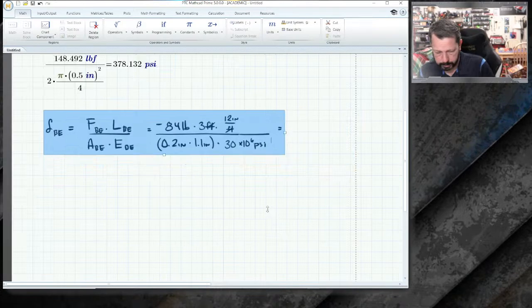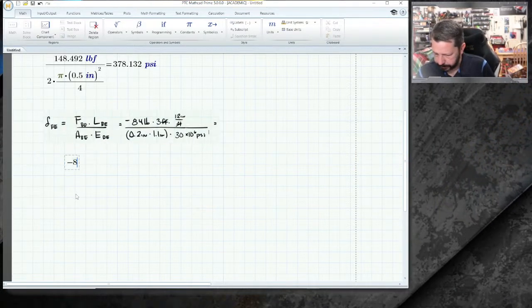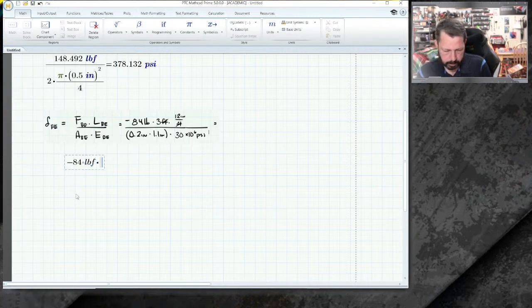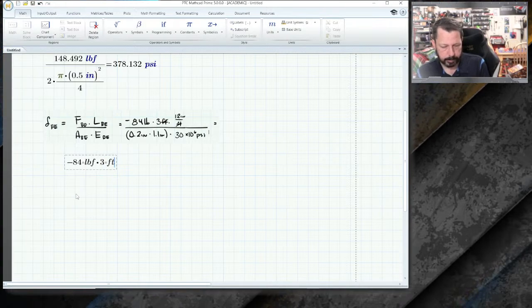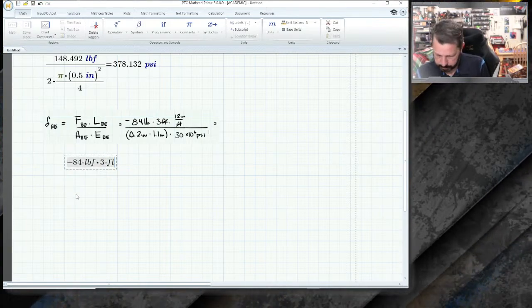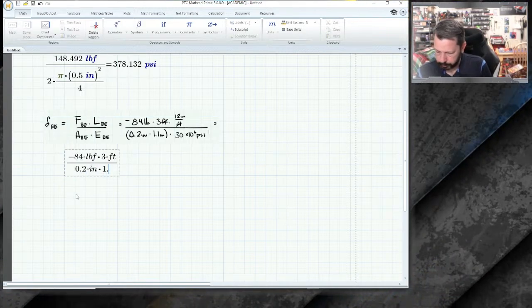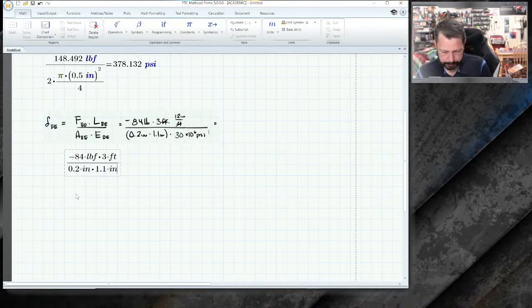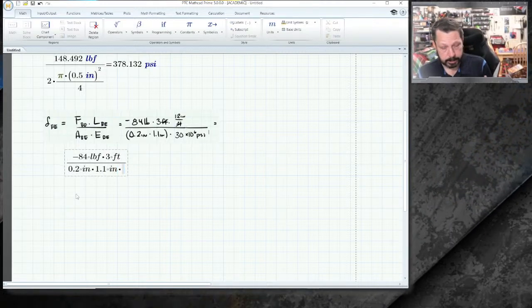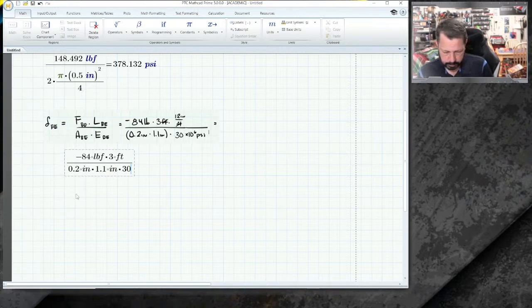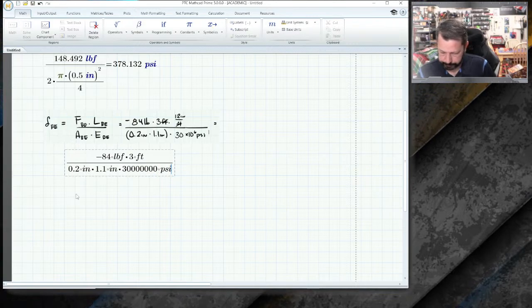And we'll make it a little smaller so it's not gigantic. All right, so negative 84 pounds times 3 feet. I don't have to worry about the conversion factor. MathCAD will convert for me. Divided by 0.2 inches times 1.1 inch. That's the area. Times modulus of elasticity, 30 times, well, I can just do PSI, like that.